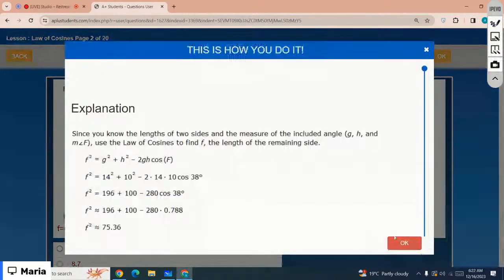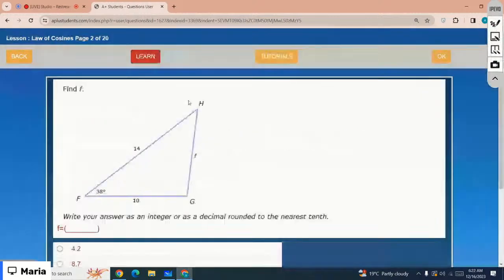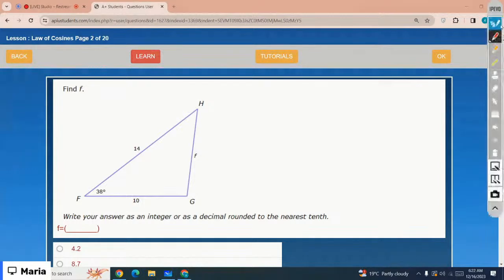Oh, I forgot this is a square also, f square. So I have to take the square root, right? Basically, I forgot you have to take the square root at the end. That's why I'm not getting the exact answers, right? That is 28.6, so just take the square root of 28.6. Yes, that is 4.2, the correct option, right?